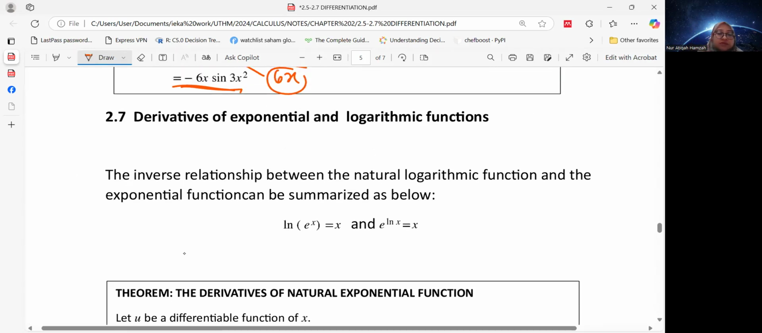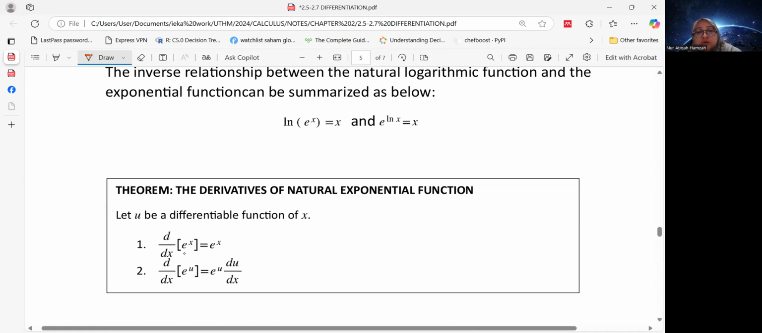Okay, derivatives of exponential and logarithmic function. So the inverse relationship between the natural logarithmic function and the exponential function can be summarized as below. So ln e to the x is equal to x and e to the power of ln x equal to x. So let's see.